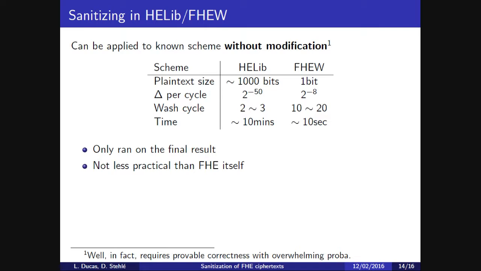But in this case, you can wash like 1,000 bits of plaintext at the same time. Whereas for FEW, well, it's much faster, but you're only doing this for 1 bit at a time. So here we've done this for the schemes without modification. It's actually kind of slightly a lie because those schemes don't guarantee correctness provably with overwhelming probability. So in fact, you would have to modify them a little bit. But we give those numbers as an estimation of what it would cost in practice to adapt those schemes. And probably you could try to optimize those schemes for this property as well.